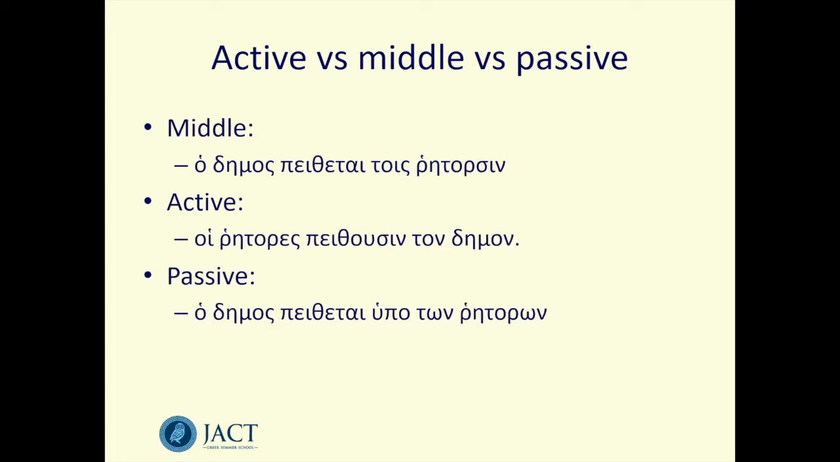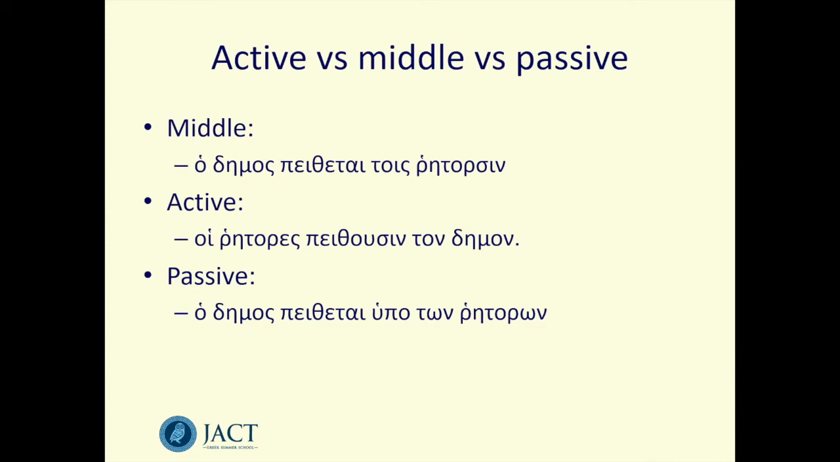Here we can start from the middle. These are examples of the verb peitho. In the middle, peithomai means pay heed to or obey, and takes an object in the dative case. Here, the population obeys the orators. The corresponding active verb is more causative in meaning. I persuade, I cause to obey, and it takes its object in the accusative case. Here, the orators persuade the population. The passive relates to the active in the usual way. The population is persuaded by the orators.